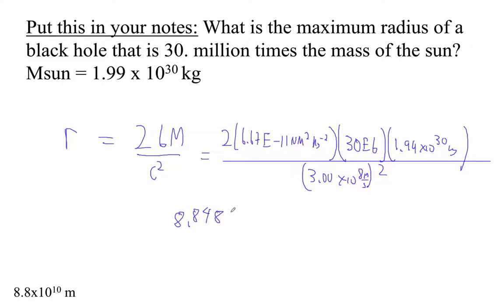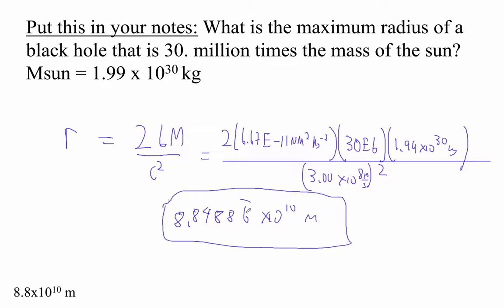I'm getting 8.8488, and then a lot of sixes, 6 bar times 10 to the 10th meters, which I think is about half an astronomical unit, which is interesting. That is the event horizon. So if we replace the sun with a black hole with 30 million stellar masses, the event horizon would be about halfway between here and the sun.